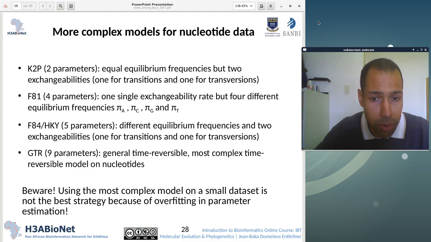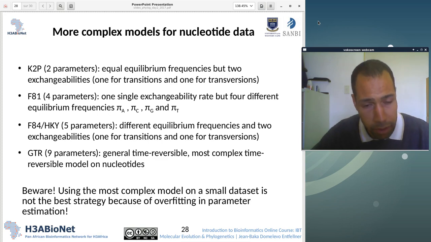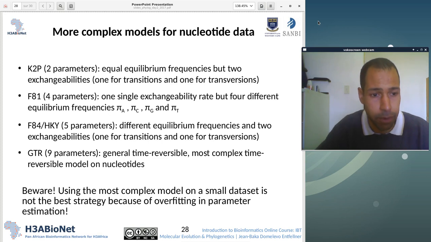It has equal equilibrium frequencies for the 4 nucleotides, but 2 exchangeabilities. There is 1 exchangeability for transitions and 1 for transversions. So the exchangeability for transitions is higher, and the exchangeability for transversions is lower, because transversions are less common than transitions. So we have 2 parameters, alpha and beta, instead of 1 parameter, alpha.